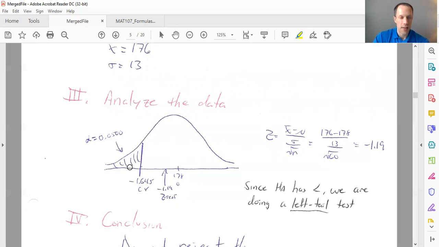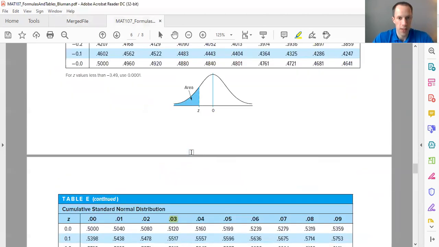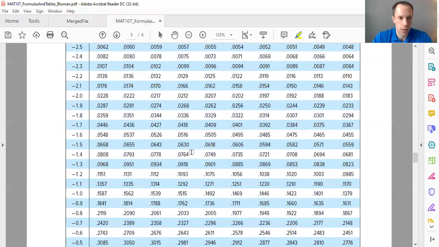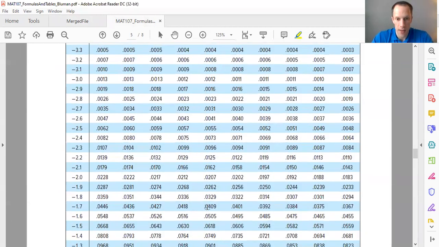Okay, now once I've got that area shaded, I'm going to try to find my critical value. Remember, my critical value will be a z-score that has this much area to its left, in this case 5%. So if we were looking for the z-score that has an area of 0.0500 to its left, we would need to go to the negative side of our chart. Now 0.0500 is not in the chart. It's in between 0.0505 and 0.0495.